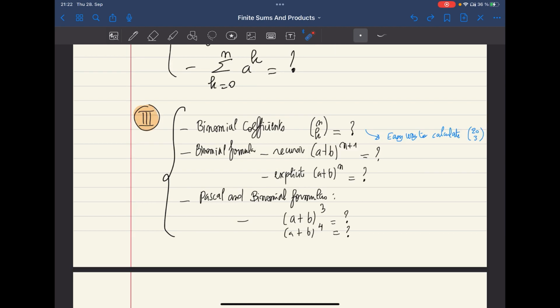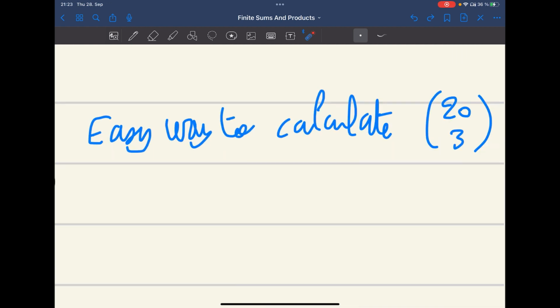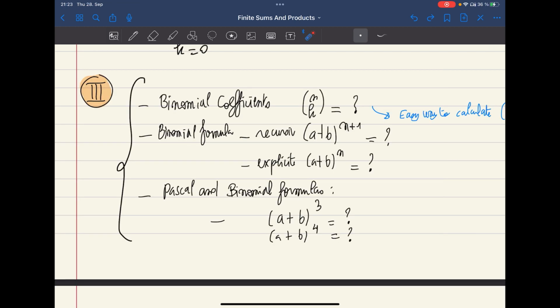In the third part, we are going to see the binomial coefficients and an easy way to calculate something like the binomial coefficient with 20 and 3. We are going to see the recursive definition of the binomial formula and the explicit one. Then we are going to see how we can use it, and it's going to be like that.